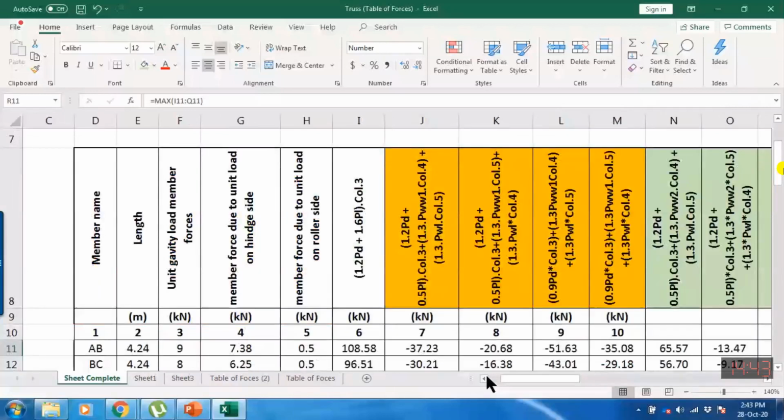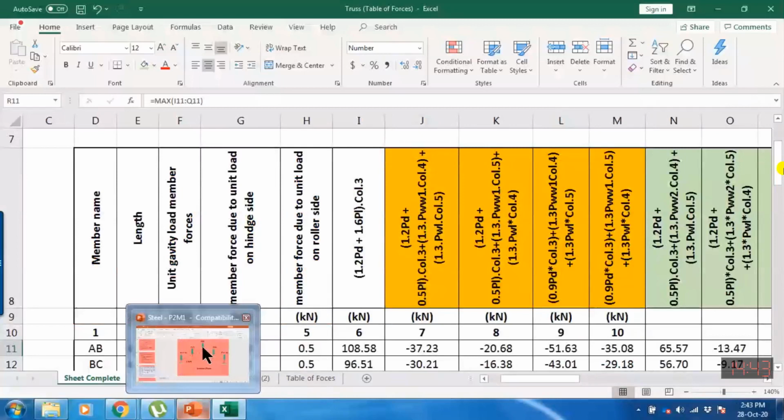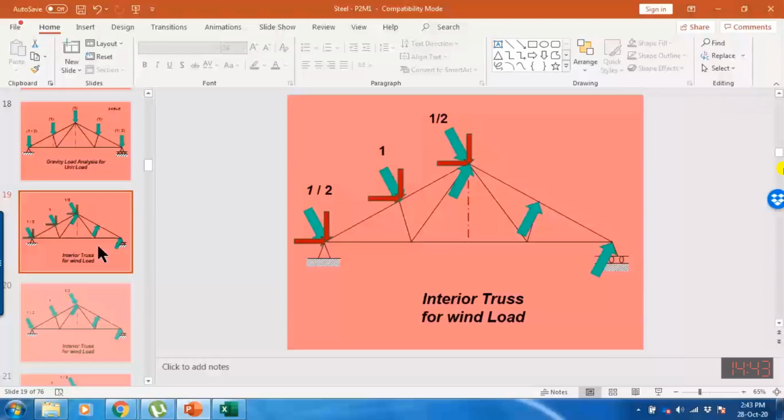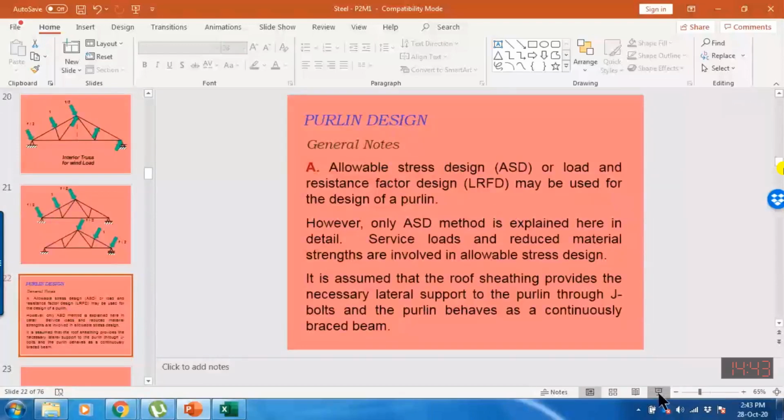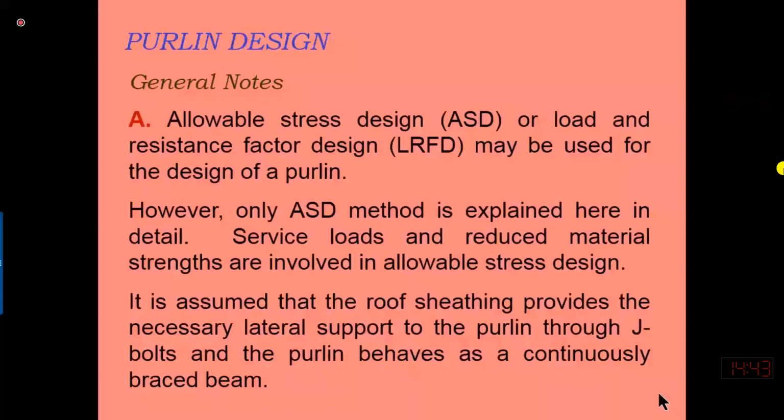Okay, after the table of forces, we will start how to design the purlin. I have already explained that a purlin is a beam which is provided perpendicular to the truss, or a special beam resting on a panel point of one truss to the panel point of another truss. It means that a purlin is a beam connecting two panel points of trusses.